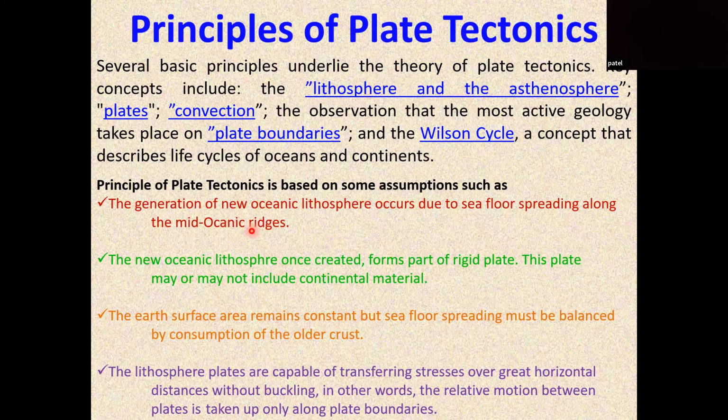Okay. So now I can give one example. Initially, there was one plate, which we now call Pangaea. This plate then separated into two plates, Eurasia and Gondwanaland. Then from Gondwanaland, it further separated into many plates, like Antarctica, South America, North America, India, Africa. So it separated into many plates.